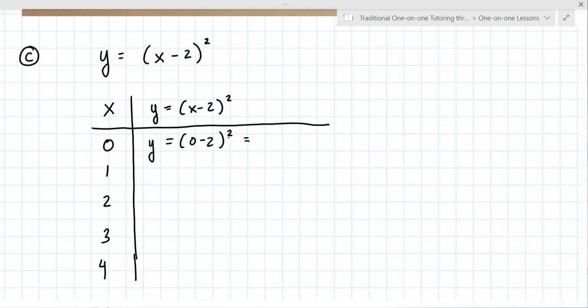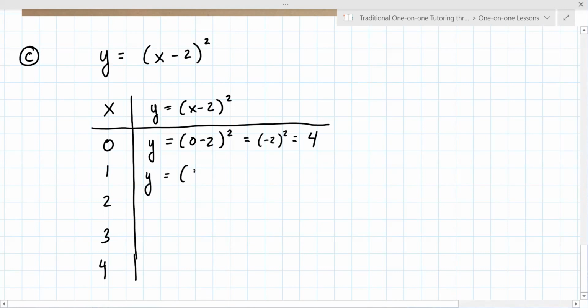So that right there is going to be 0 minus 2 equals. Forget about the square. Just do what's in parentheses first. What is 0 minus 2? It's -2. But then you square it. What does that become? It's a negative times a negative. Negative 2 times negative 2 is 4. Very good.